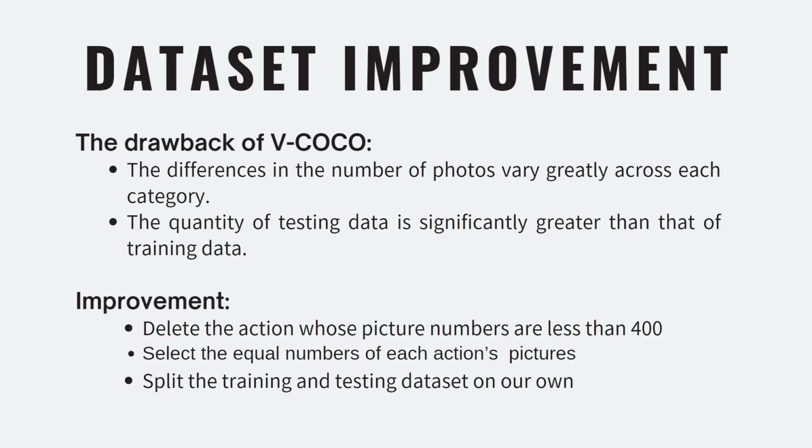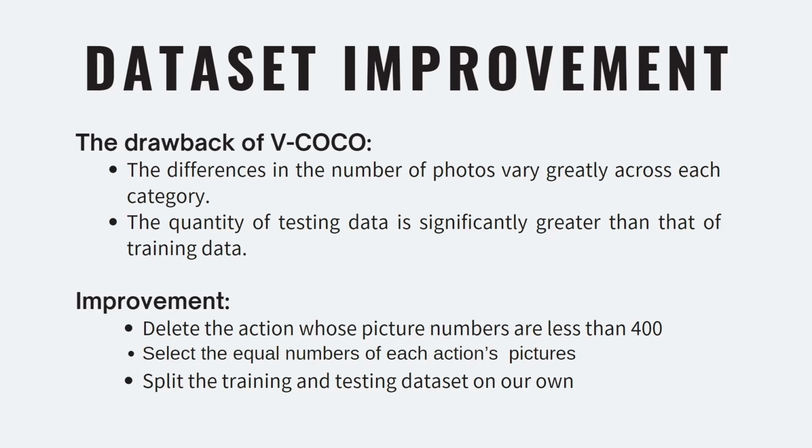However, every coin has two sides. Although V-COCO provides numerous annotated pictures, some problems still exist. First of all, the number of photos varies greatly across categories, which may lead to devastating results that make the machine recognize all the actions as the same one. Secondly, the quantity of testing data is significantly greater than that of training data. It leads to a severe shortage of training data.